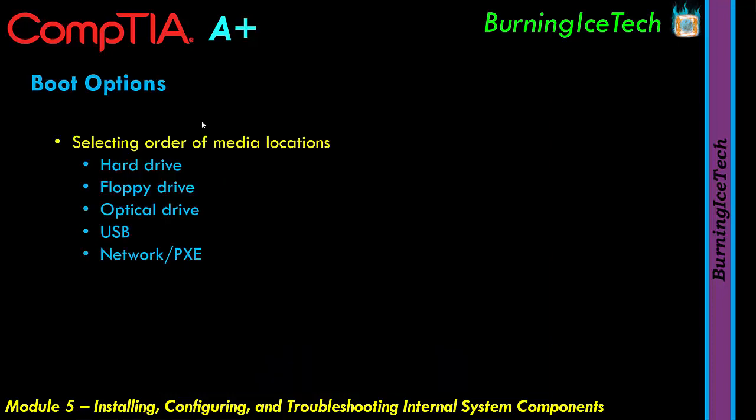Alrighty, and then we have our next topic being boot options. We technically already indirectly covered this to a certain degree, but basically this is the order in which the computer will look for a bootable device. The bootable device is usually in most cases going to be the hard drive which has the operating system installed. But there are times when you might want to format that hard drive and reinstall the operating system.